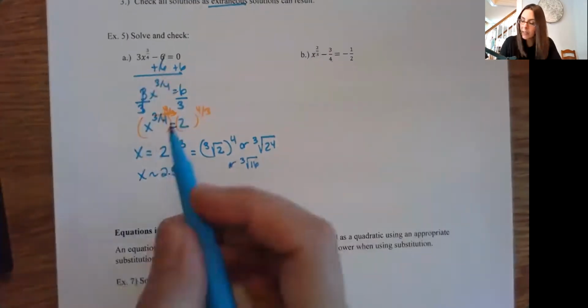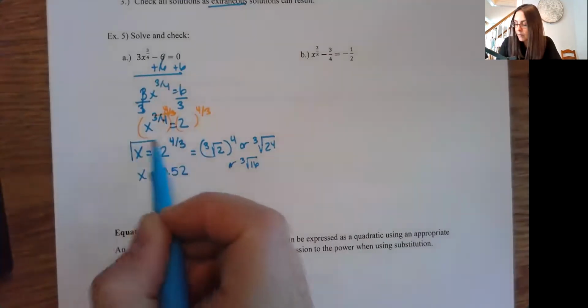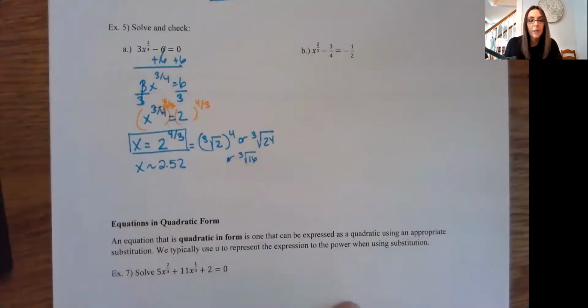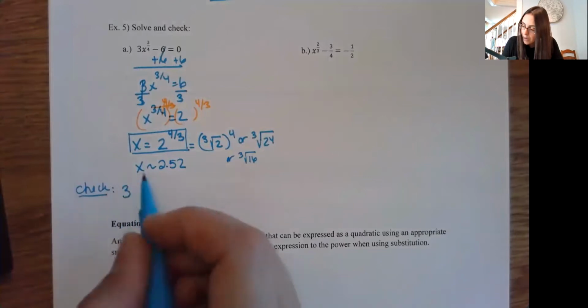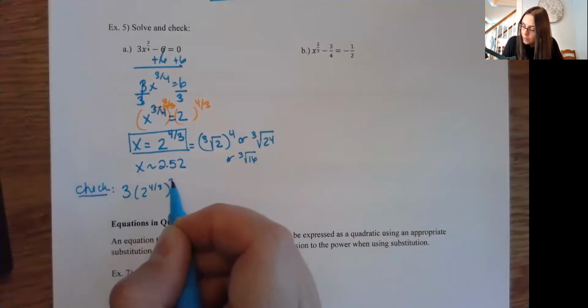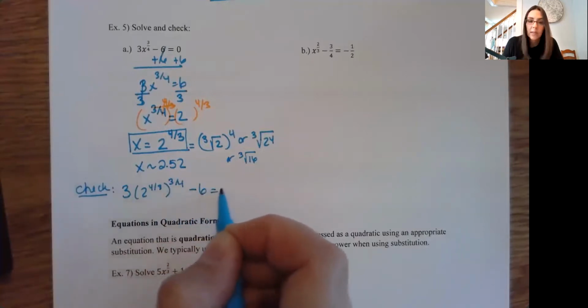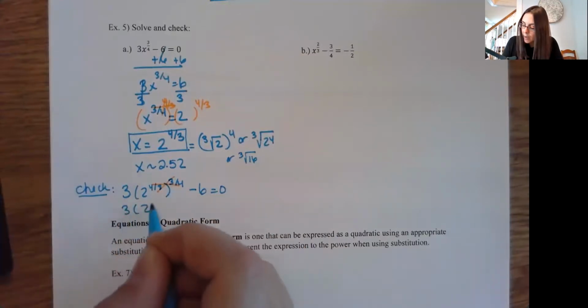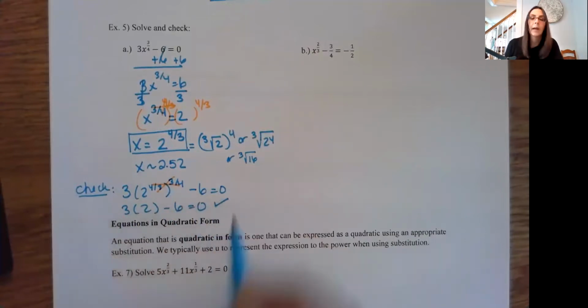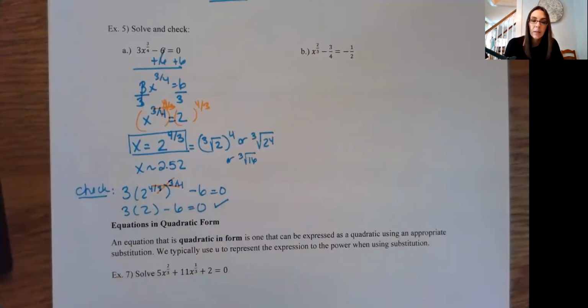All right, I'm going to leave it like this because, again, that's how your book leaves it, even though we could actually simplify that a little bit further. I am going to do the check, though. Your x value here is 2 to the 4/3, and that was raised to the 3/4 power, minus 6 equals 0. You're going to notice that my exponents are canceling. So this is really just 3 times 2 minus 6 equals 0, which is true, right? 3 times 2 is 6, minus 6 is 0. So this does check out here.